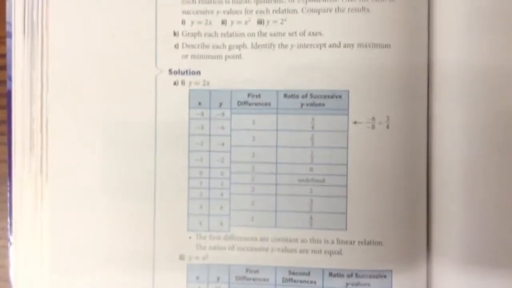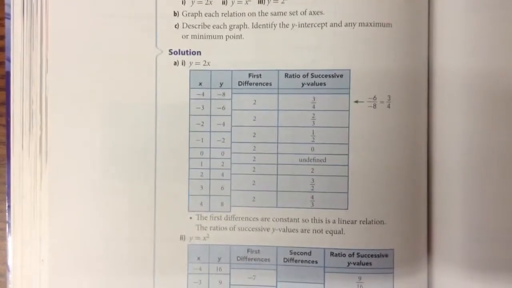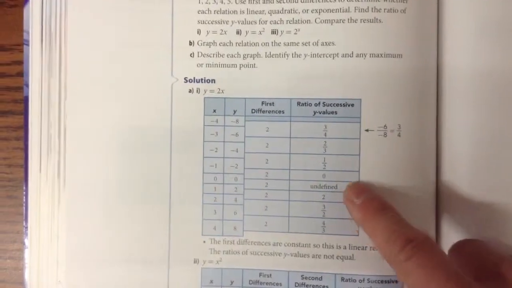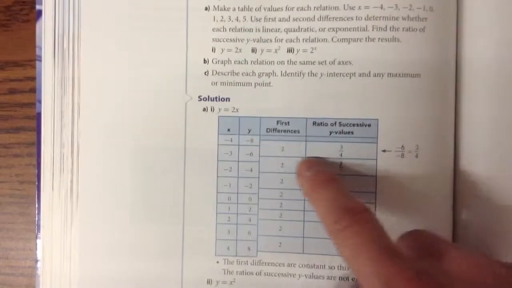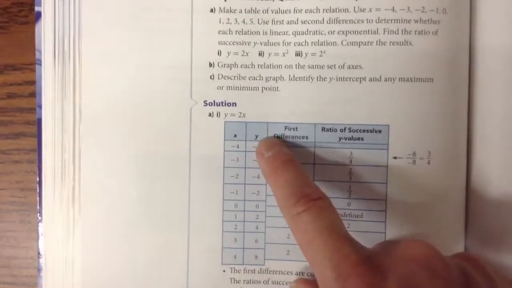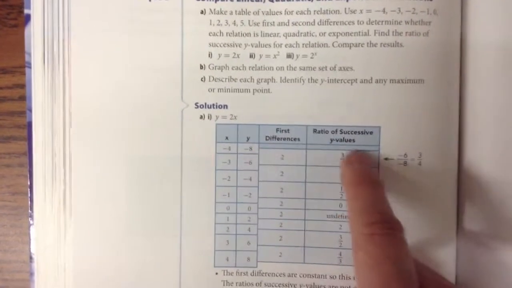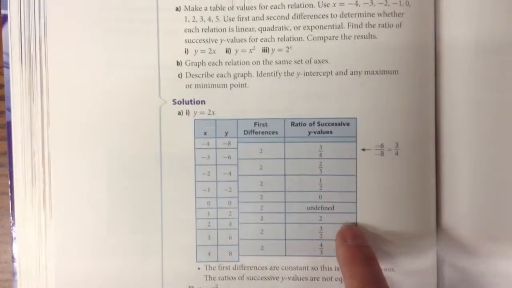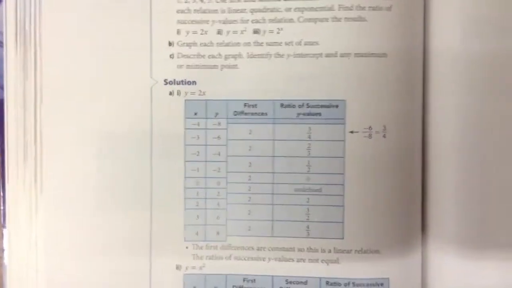So you know it's a linear relation when the first differences are the same. And just to show a contrast, take the ratio of successive y values: negative 6 divided by negative 8, you get 3/4. And you never get the same number.